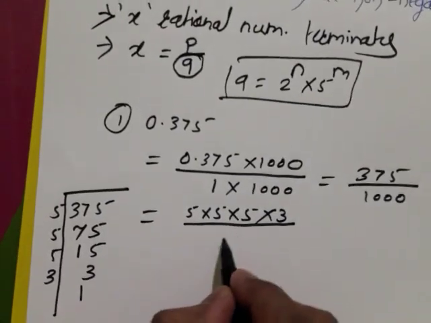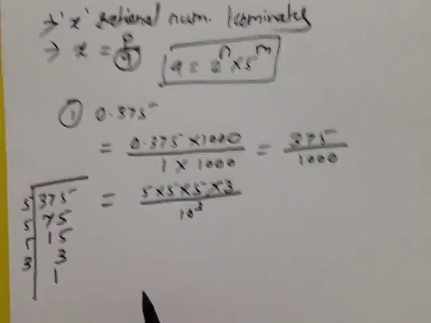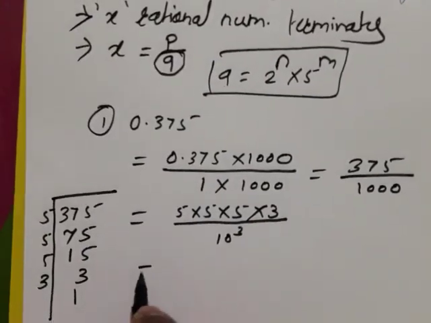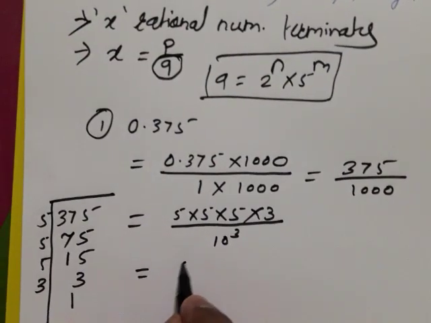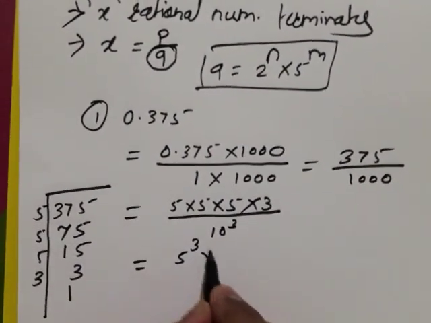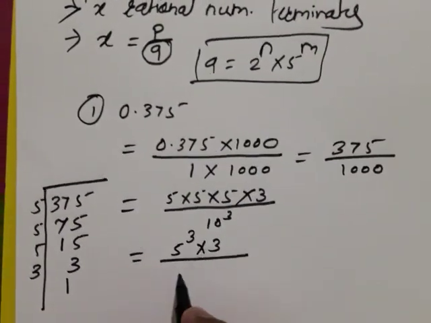1000. 1000 can be written in this form, 10 raised to 3. Yes, 10 raised to 3. Look here, you will observe carefully, then you will come to know that we can express it in this form. Look here, 5 raised to 3 into 3 divided by 10 raised to 3.